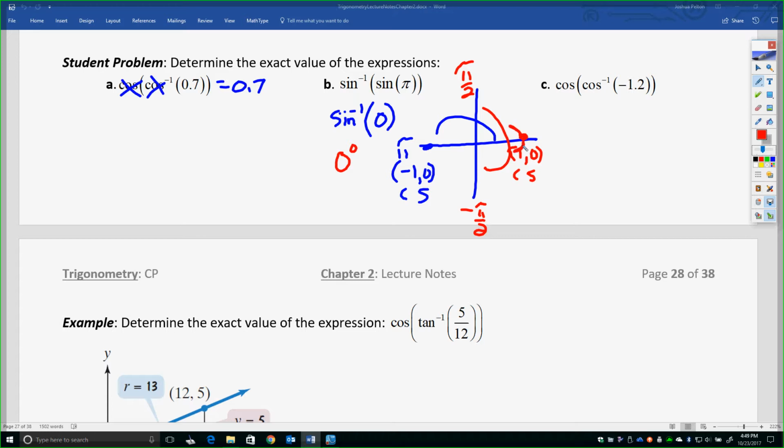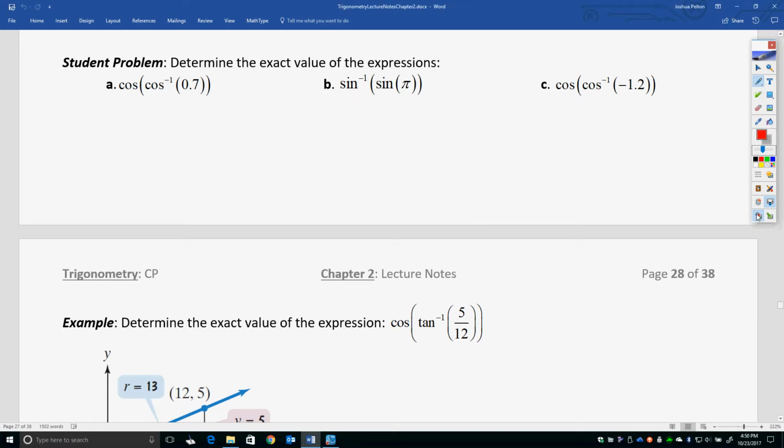And lastly, the cosine inverse of -1.2. Well, again, -1.2 is not within the -1 to 1, so therefore that's going to be undefined. It's not possible, and you can try that for yourself by plugging it into the calculator. Okay, let's go to the last page.